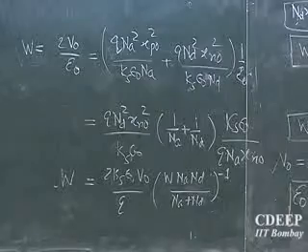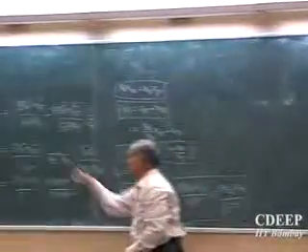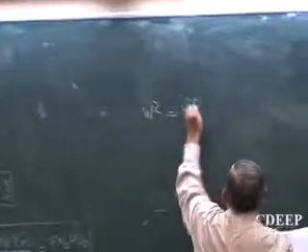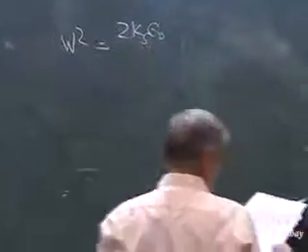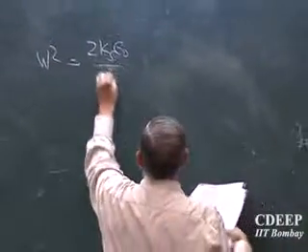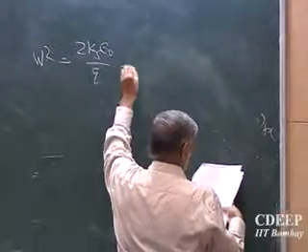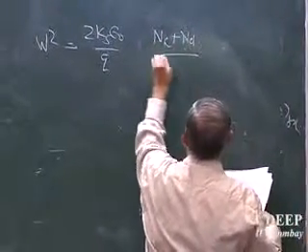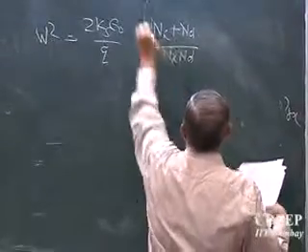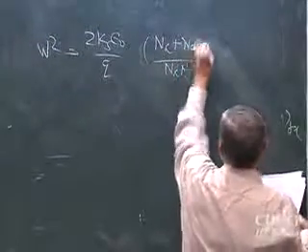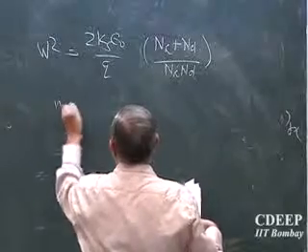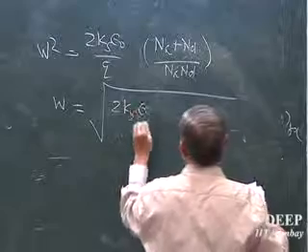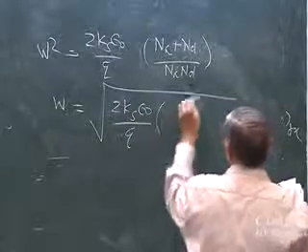or final word, collect the terms of W. So W square is twice Ks epsilon naught V0 cube, Na plus Nd upon Na Nd, or W, V0.